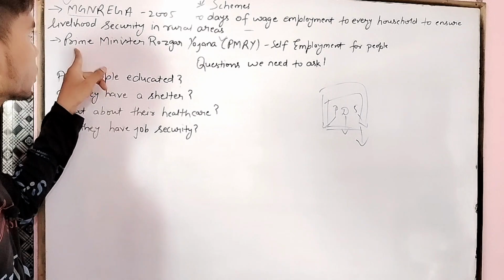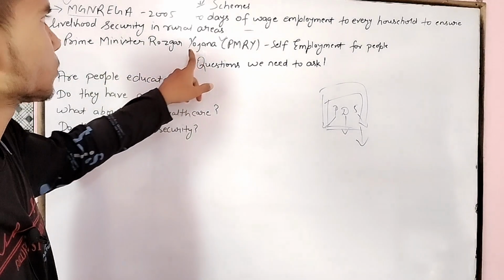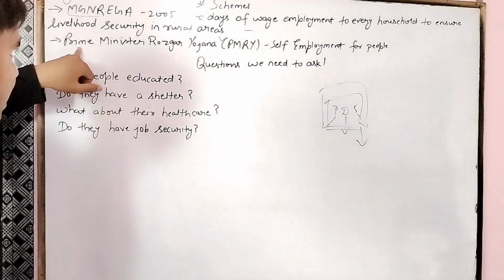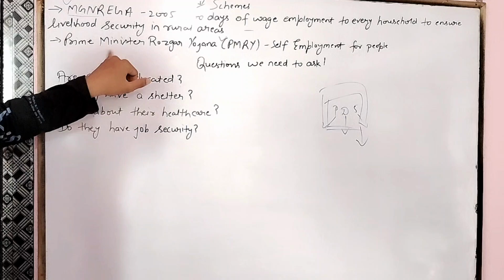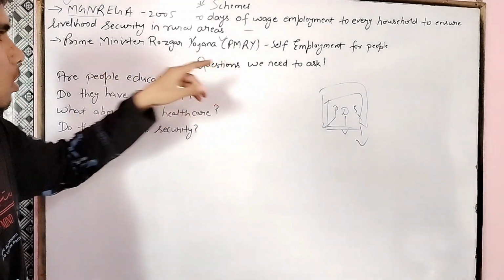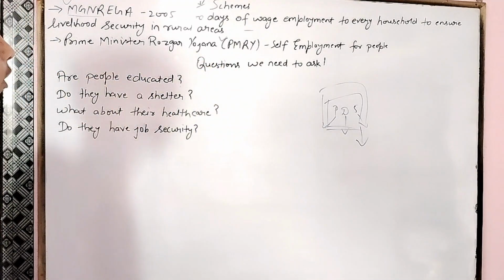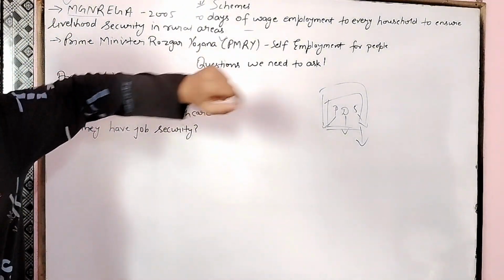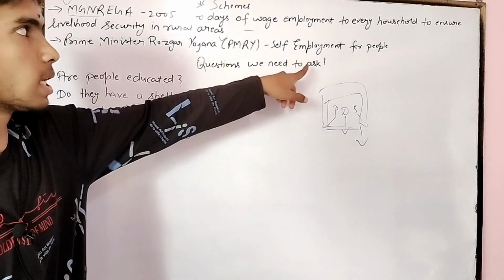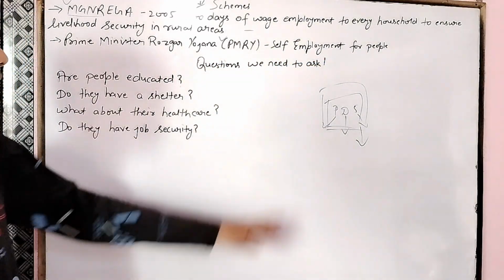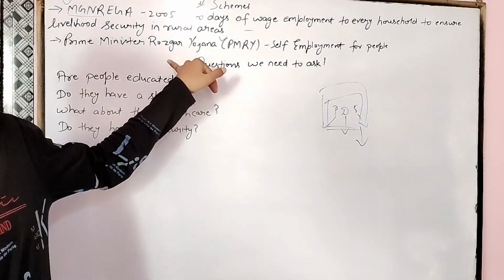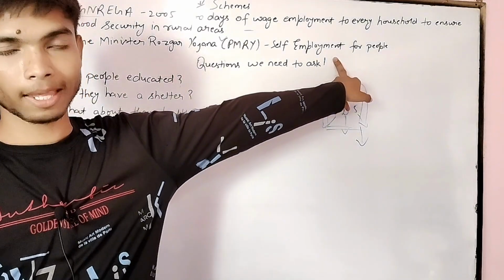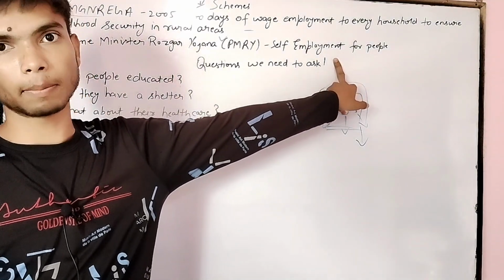The second scheme is the Prime Minister Rozgar Yojana. This is the name of a scheme. In short, it is PMRY. Employment will be provided by this scheme, so it will create self-employment for people. It is not saying it is for urban people or rural people.